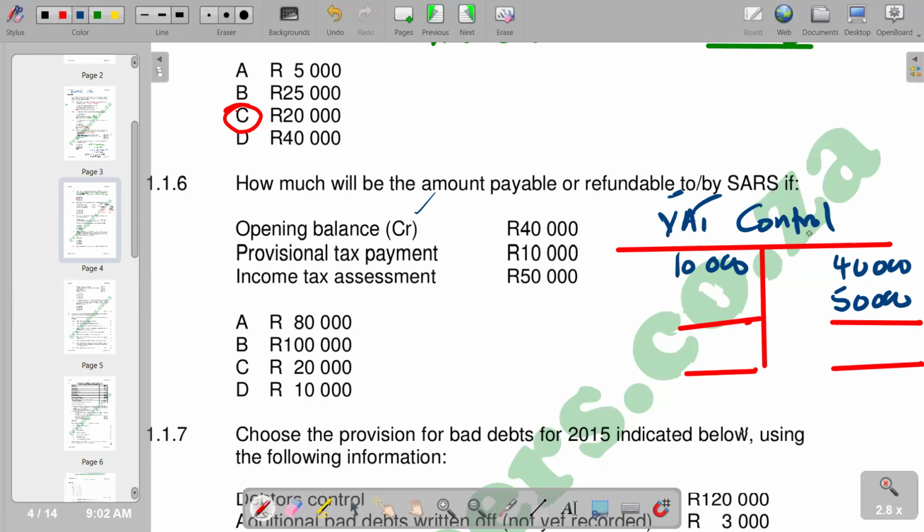So we have 90. And then the balancing figure now is the one that is payable to SARS. It is now going to be 90,000 minus 10,000. Then you get your balancing figure is 80,000. So we have our 80,000 on A.